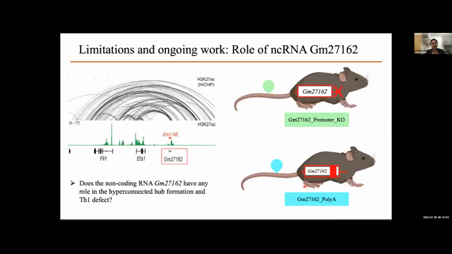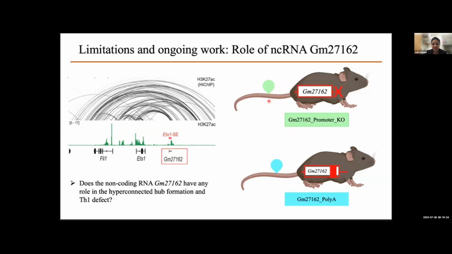Moving on to some of the limitations of our work and the current project that we are working on. One particular thing that I wanted to point out is that the superenhancer region that we deleted also harbored a non-coding RNA. So we wanted to ask the question if the non-coding RNA had any role in the hyperconnected hub formation or the Th1 defect that we saw.